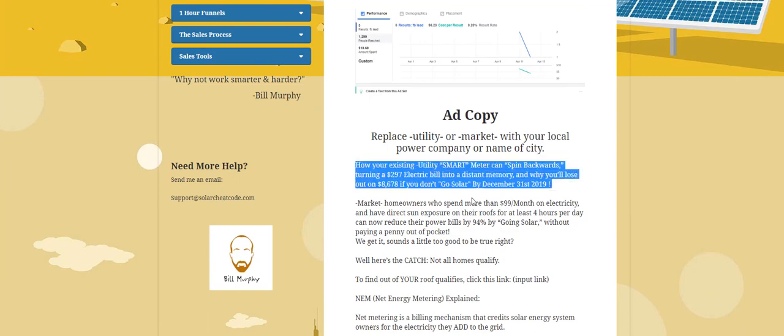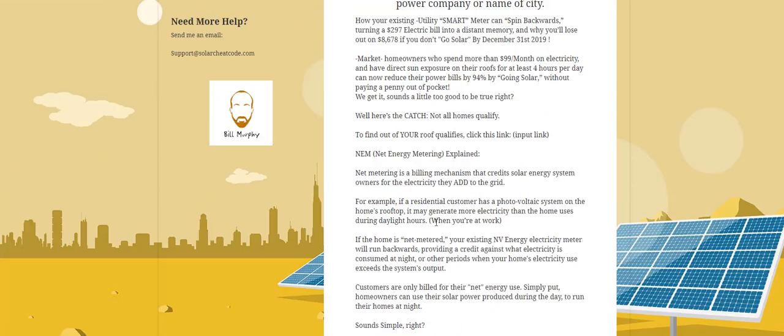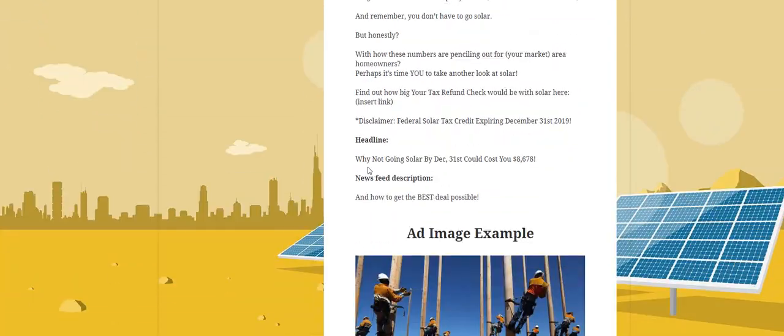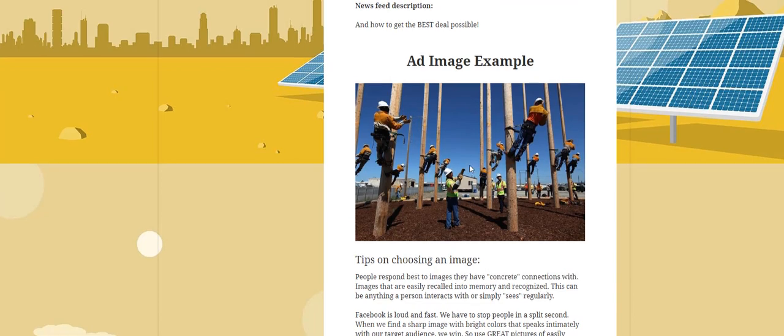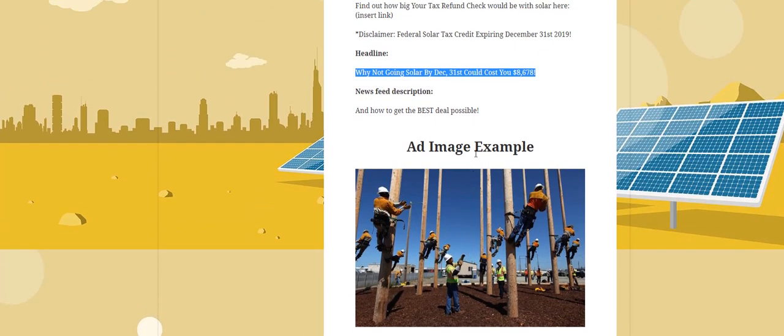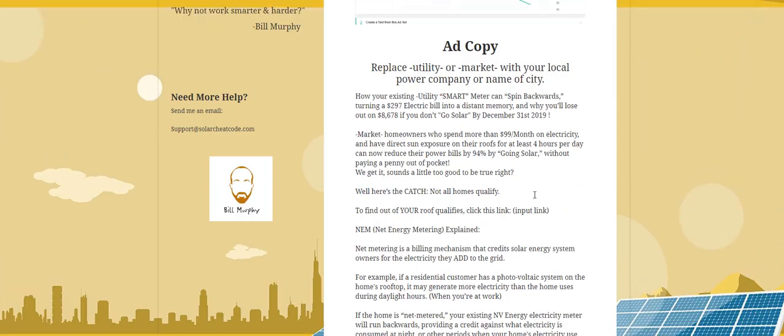All right, just copy and paste this one, right? Make sure you swap out utility. You want that to say something, not utility. Use this as your headline below the image, and you can even use this image. I mean, it's non-specific, right? That could be any utility company. Why not going solar by December 31st could cost you $8,678. That will all show up if you remove the button from your ad. And then this could be a description below the headline, right? So that's what I would do.